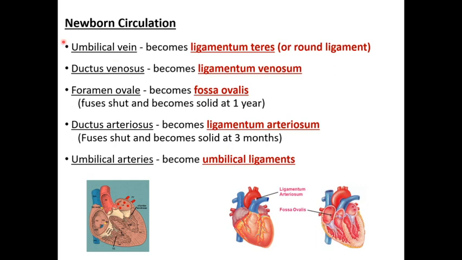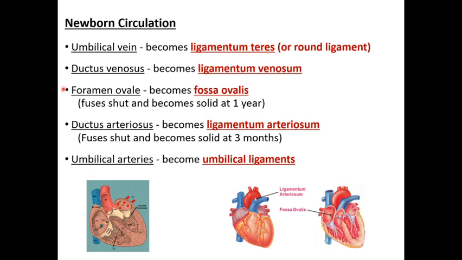It turns out the umbilical vein will close and turn into the ligamentum teres, or the round ligament. The ductus venosus will become the ligamentum venosum. Again, that was the bypass for the liver.